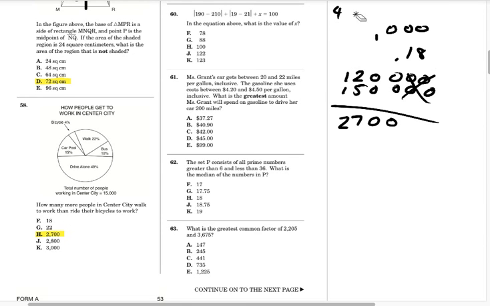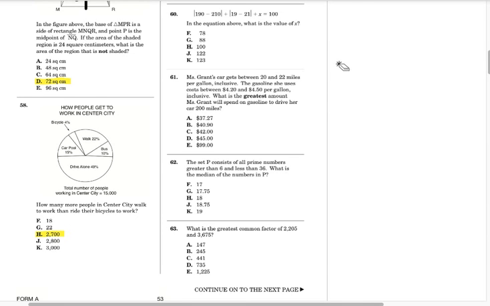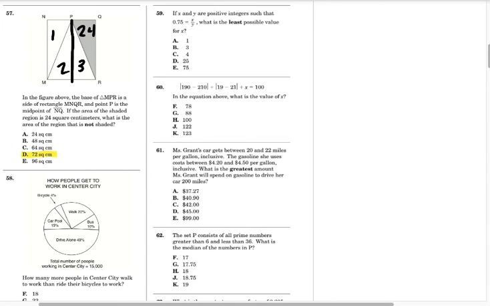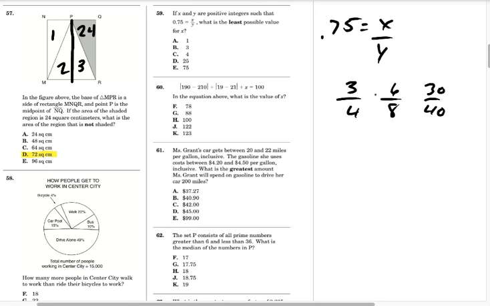All right, moving right along, number 59. Okay, x and y are positive, so we need 0.75 to equal x over y. Well, what fractions equal 0.75? You can do 3/4, 6/8, 30 over 40. The smallest one is 3/4. And do they want to know x or y? They want to know x, so x is 3.